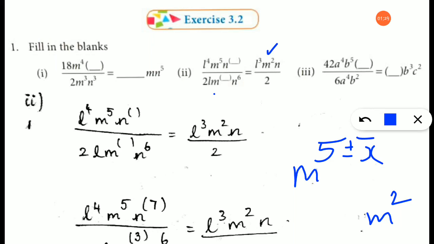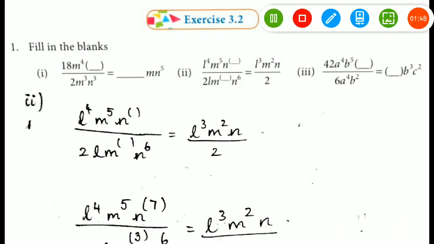What value should be subtracted from 5 to get 2? We have to subtract 3. Only then will we get 5 minus 3, and the answer will be m power 2. So both the sides will be equal. So this blank should be given as 3. Okay. Shall we check the n value now?